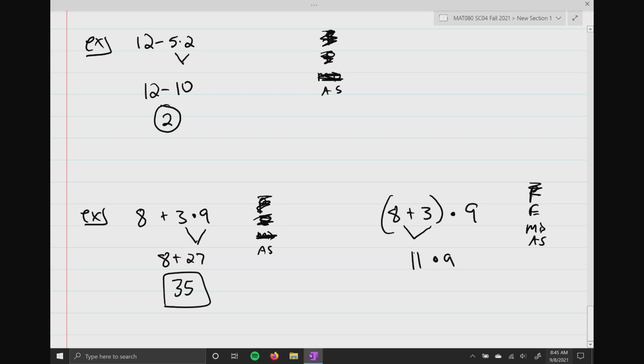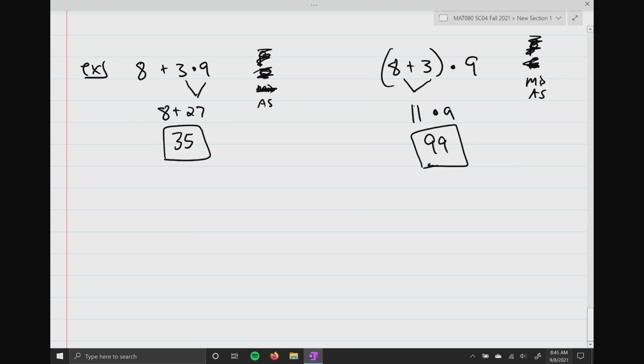So parentheses are gone. I don't see any exponents. I do see multiplication. 11 times 9, 99. And that's it. How are we looking so far? Does this make a lot more sense now? Yes. All right, let's keep going.